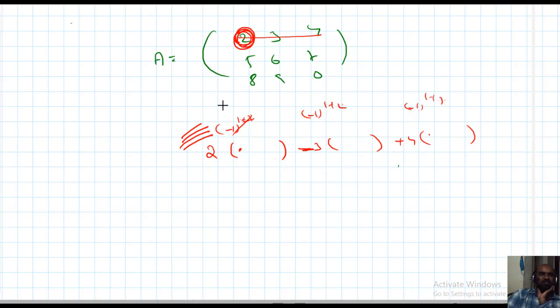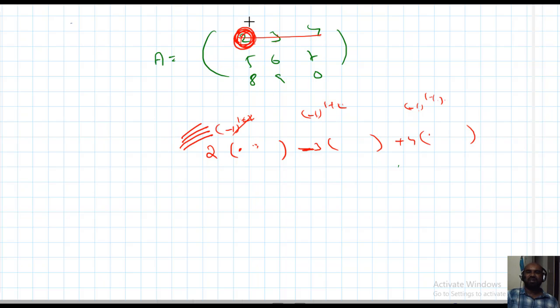This element, its minor, not plus 3, minus of this. What is the symbol in front of 3? Plus. The opposite symbol should be written here. If minus is there, you need to write the opposite symbol, plus. So 2 into its minor, minus 3 into its minor, plus 4 into its minor. What you will get is nothing but a determinant, because I neglected the cofactors and directly wrote the symbols.